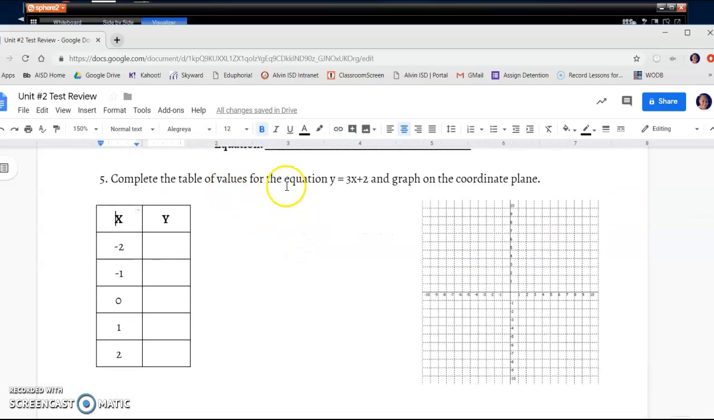Complete the table of values for the equation y equals 3x plus 2 and graph on the coordinate plane. All right? This one, they're giving me the process. And I have to make a graph and a table. So y equals 3x plus 2. Write that down. And then write down your table. -2, -1, 0, 1, 2. And then make a little coordinate plane over to the right.